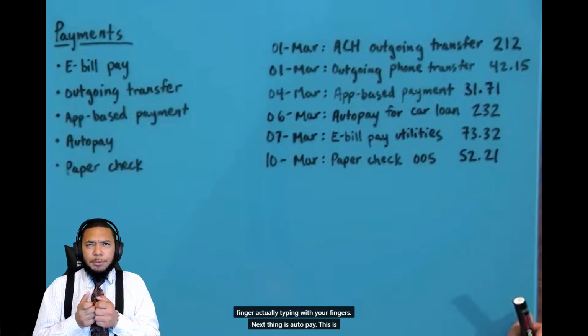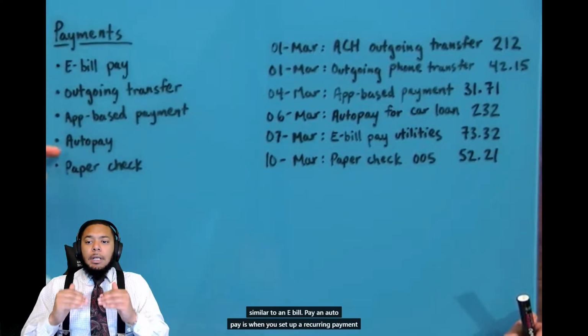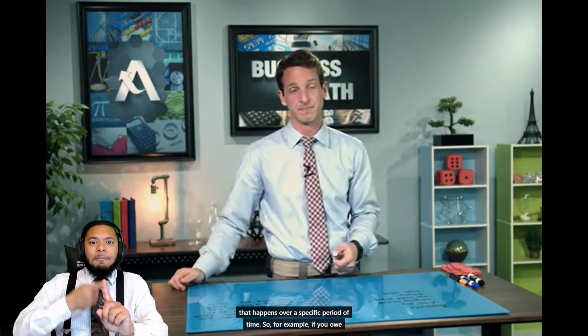Next thing is auto pay. This is similar to an e-bill pay. An auto pay is when you set up a recurring payment that happens over a specific period of time. So for example, if you owe the bank $523 a month for your mortgage, you can set up a recurring auto payment. That way you click it one time, and every month, like clockwork, it just sends the bank another $523, and you don't have to do anything. That's called auto pay, like automatic payment.